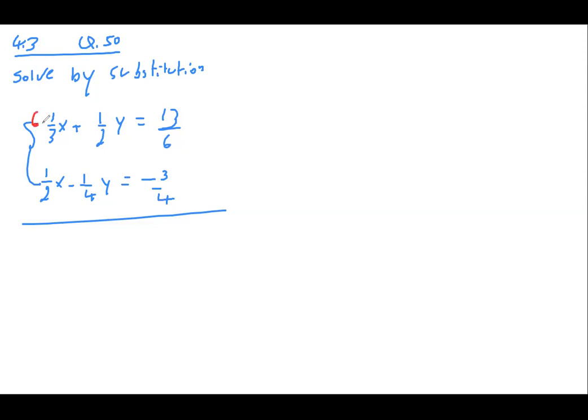So we're going to times all these by 6. That way we can cross out, and we're going to get rid of all the fractions at the same time. So 6 divided by 3 will be 2, times what? If it cancels, times 1.